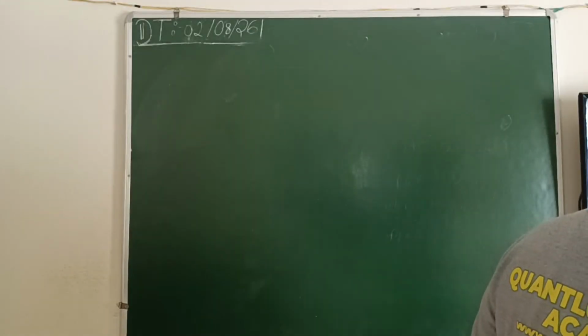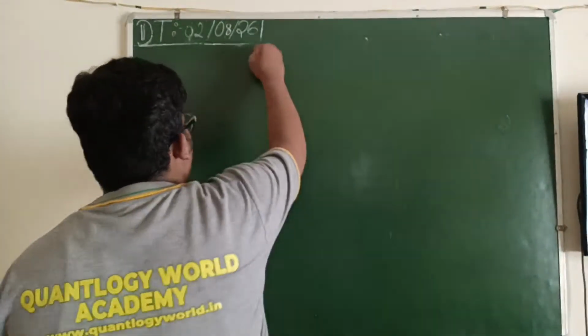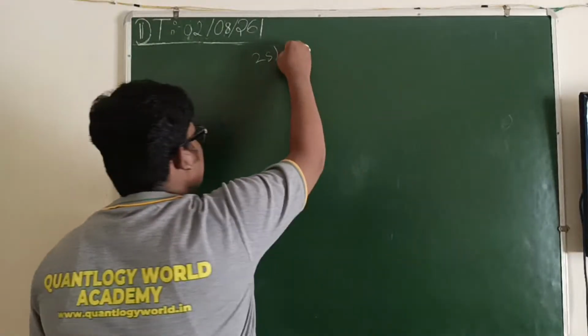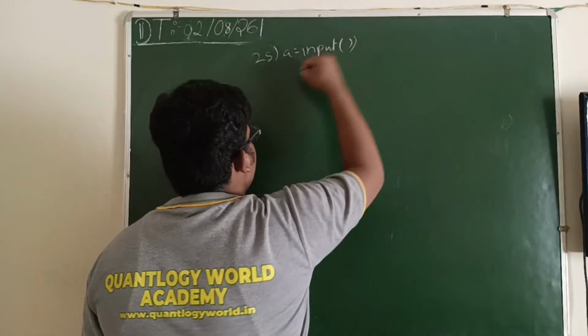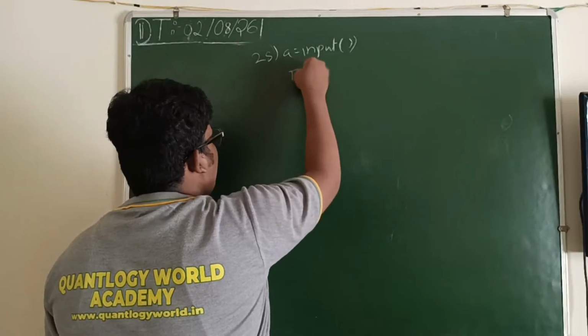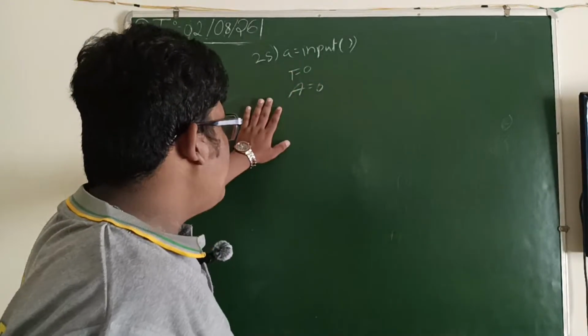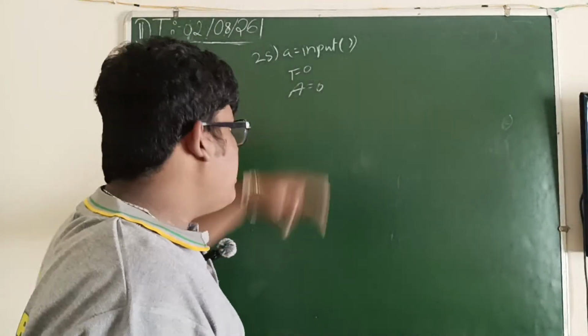Write a program to input a string and count the number of times a and T are present in it. So this is the 25th program and the last program for this class. a equal to input, t equal to 0 and capital A equal to 0. This program asks to find the number of t present in the string or the number of A present in the string.